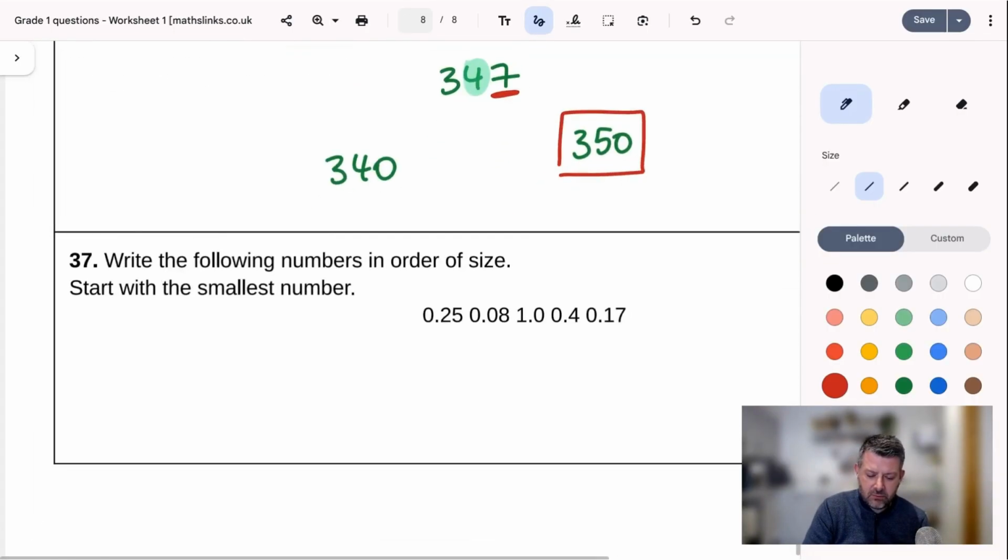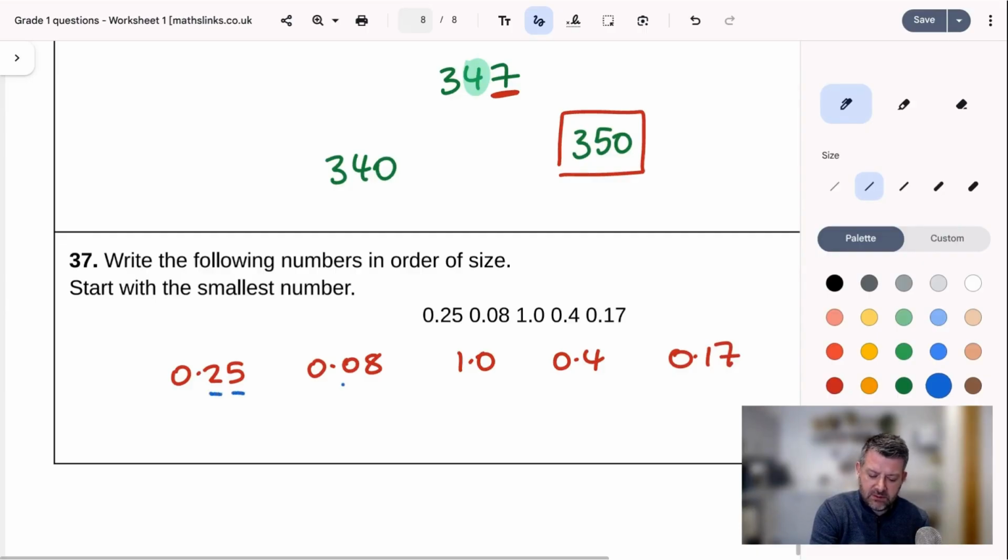And then last of all, write the following numbers in order of size, starting with the smallest number. I'm also going to adjust this question because I don't like how well spaced out these are. So if you do want to have a go at this worksheet, which you maybe don't if you got all the way to the end, I'm going to adjust some of those last 2 questions so it will look slightly different.